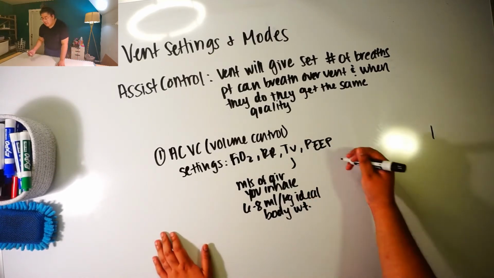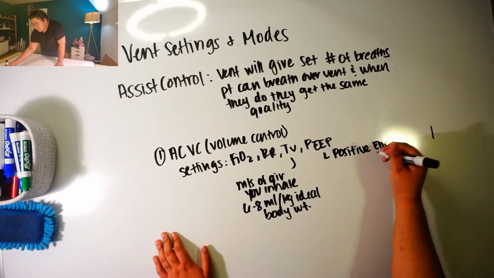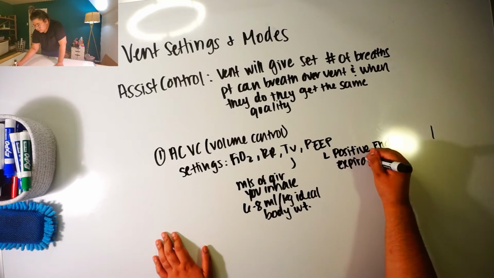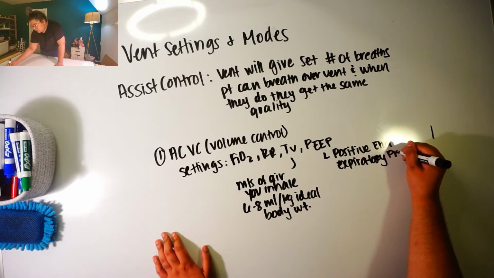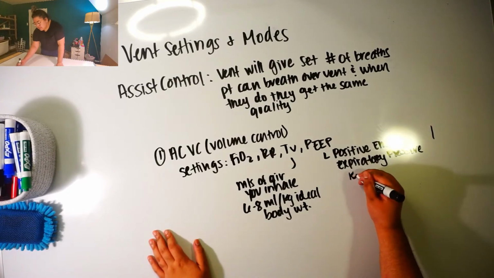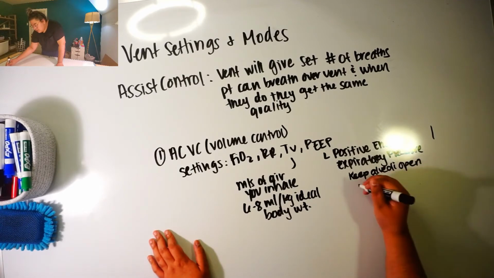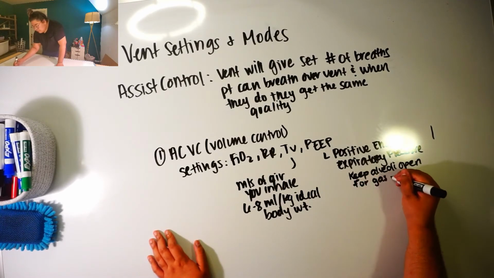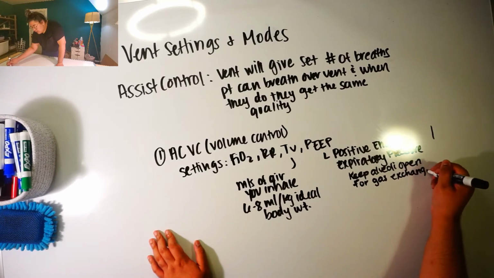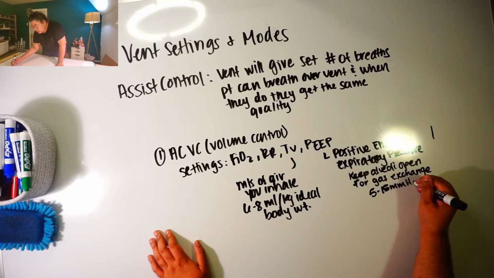Okay. Now PEEP, this is your positive end expiratory pressure. So at the end of exhalation, this is how much pressure is still in your lungs. So the good thing about PEEP is that it's going to keep your alveoli open for gas exchange. Now, normally at my facility, we go anywhere from a PEEP of 5 to 15 millimeters of mercury, but it can go up to 20.